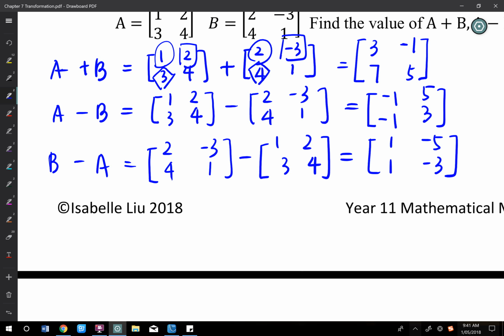Alright, so that's addition and subtraction. Very easy, but there's restrictions. Not any two matrices can be added together. Only matrices of the same dimension can be added together.